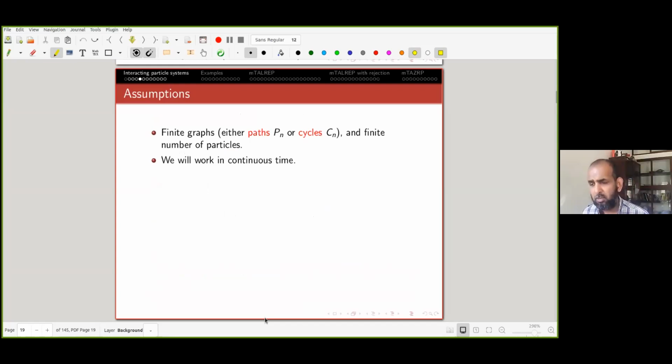There, of course, that was for the probabilistic audience, but we want to think more in the combinatorial setting. So for us, we will only restrict to finite graphs, and in particular, we'll focus either on path graphs, which are one-dimensional graphs, where Pn stands for the path graph with n vertices, or Cn, the cycle graph with n vertices, where you have them arranged in a ring. And we'll only work with a finite number of particles, so we have a finite state Markov chain.